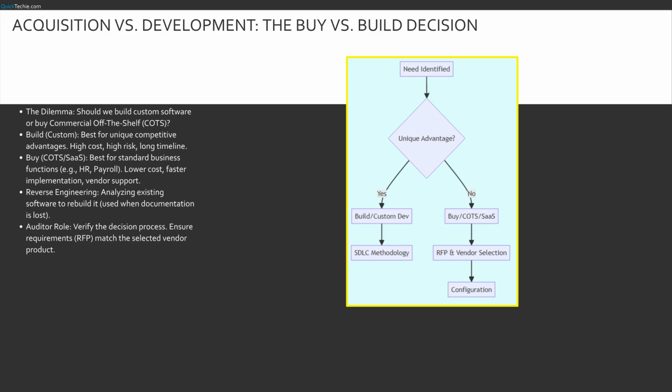Your job as an auditor is to check the decision-making process. Did they issue a request for proposal, RFP? Did they map requirements to the vendor's features? Buying software that doesn't fit the business is just as bad as building software that doesn't work.